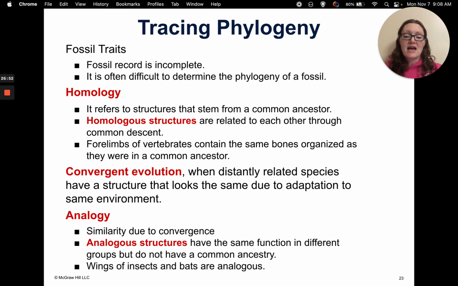Analogous means that structures do a similar function, but they are very different, such as the flippers on a dolphin and the fins on a fish, both used for swimming, but they're very different. The fins on a fish are nothing like the flippers on a dolphin, because the flippers on a dolphin are like hands, and the ones on a fish are like fins that are bony and don't really have hands at all.